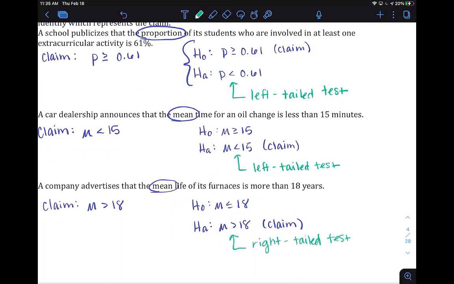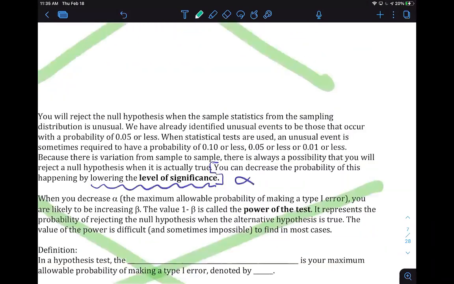Are we okay with determining which test we're doing? All right. Back to wherever we were.